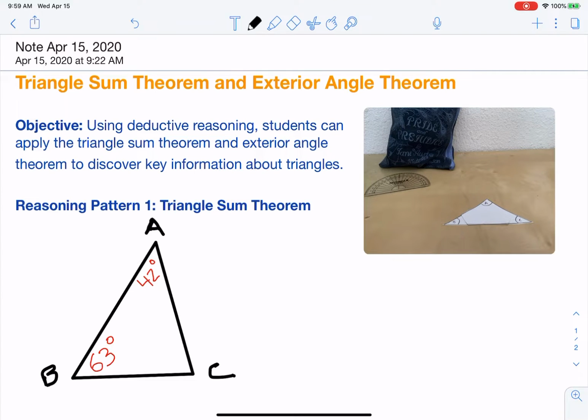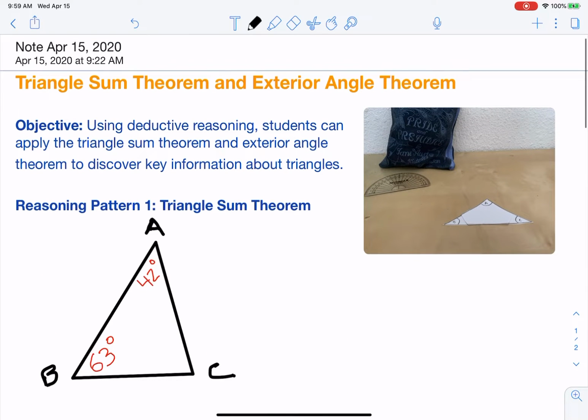Okay, students, today we have the triangle sum theorem and the exterior angle theorem. Both really elegant mathematical theorems that we're going to be applying here today. For the triangle sum theorem, we've already proved that. You watched the little video I did, and we saw that the angles A, B, and C in the triangle in the picture added up to 180 degrees because they form a straight line.